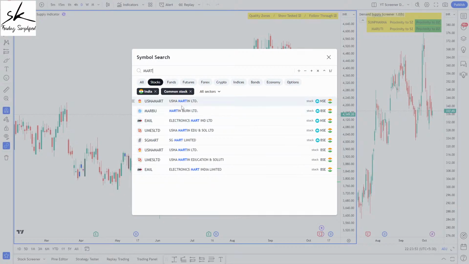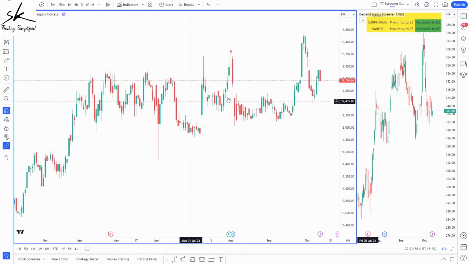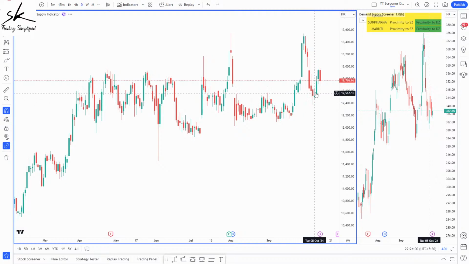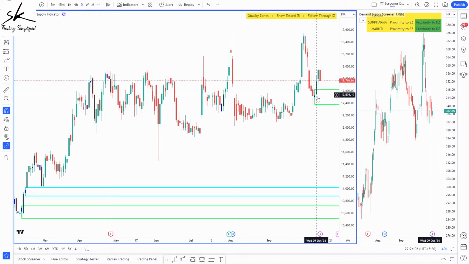So now you can see I don't have to analyze 40 symbols. I know out of these 40 symbols, Maruti is getting closer to the zone. So here you'll see we'll have a demand area. That is where you have your demand, and you can see the current candle is close to it.